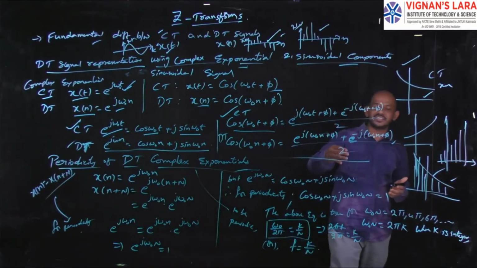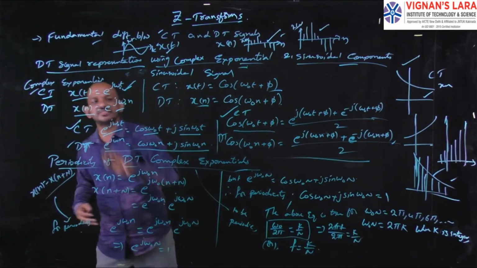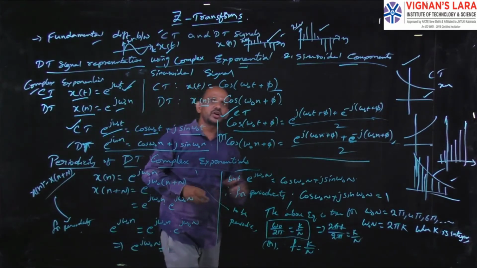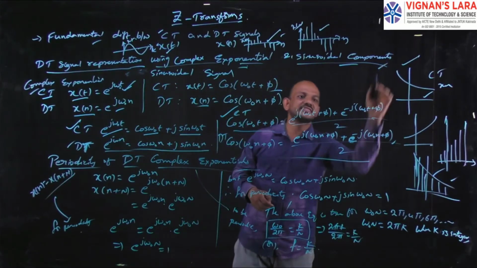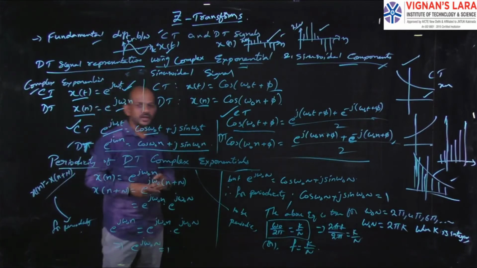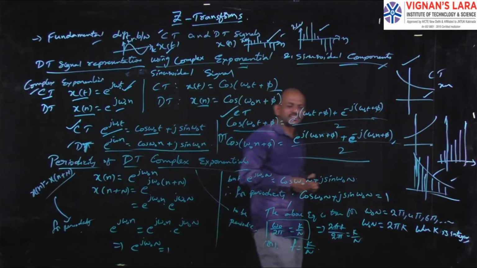Along with the discrete, I had shown you the continuous time also, because already you know the continuous time. By using this, I showed you the discrete time signal representation using complex exponential and sinusoidal components. Okay, so this is your second topic. And next one, we move on to the periodicity of discrete time complex exponentials.